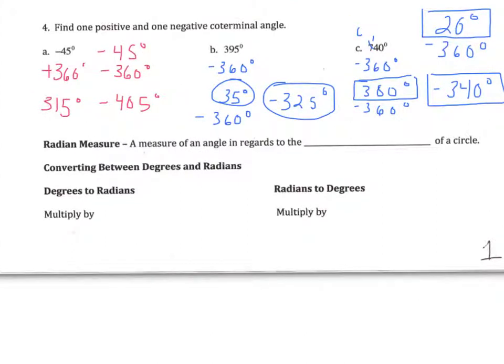So now we're going to switch gears and talk a little bit about radian measure. So a radian is a measure of an angle in regards to, as I said earlier, the circumference of the circle. To convert between degrees and radians, we multiply by pi over 180 in order to convert degrees to radians. And to convert radians to degrees, we multiply by 180 over pi.